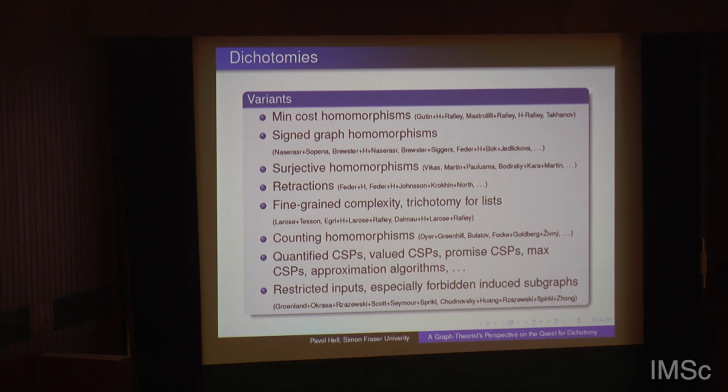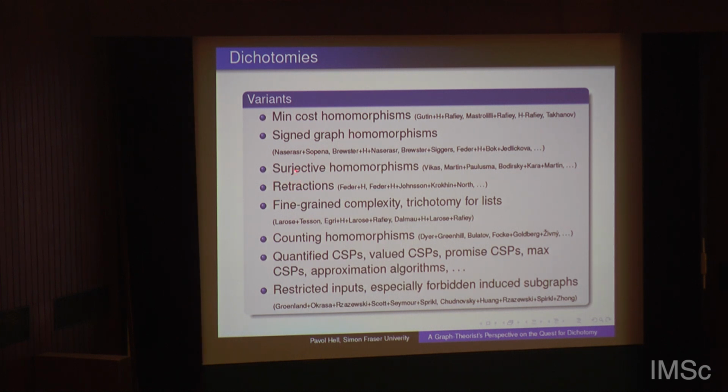You can talk about signed graphs where edges have signs, plus and minus, and before you map G to H, you can switch at a vertex, change all pluses to minuses and all minuses to pluses. And then you're looking for a mapping that preserves pluses and minuses as well as edges. So the dichotomy there was proved by Brewster and Siggers, but the list dichotomy is still open. In fact, it is one of the problems we are working on.